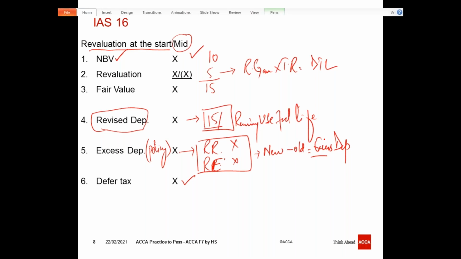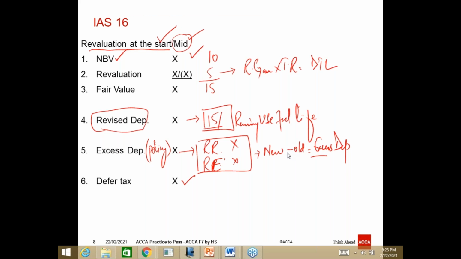So these are the 6 steps that you need to understand when there is a concept of revaluation at the start or revaluation was done at the mid of the year. The difference will be the total depreciation or the monthly basis. It depends on the policy that will be given in the question.